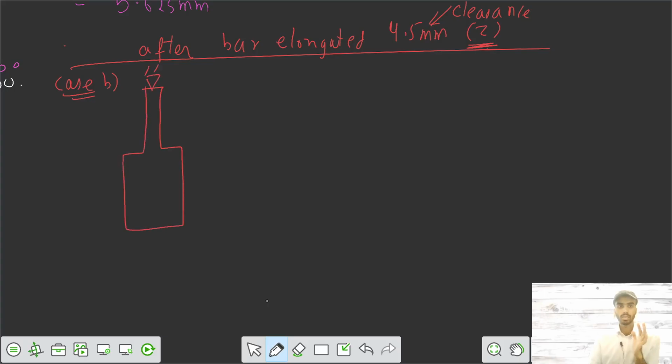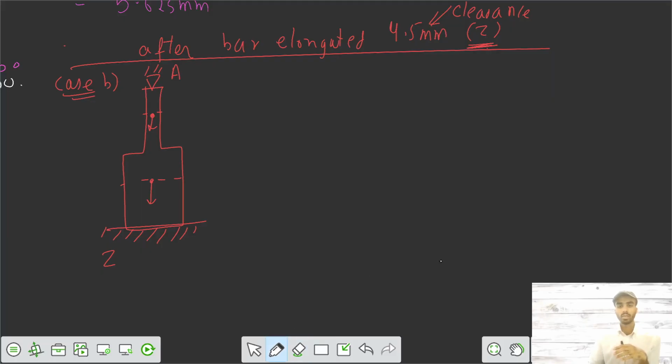Actually, it was like this. Now the configuration has become like this. This is your support Z, this is your support A. Here is your load 1, load 2. So now we need to get the value of reaction A and reaction Z.